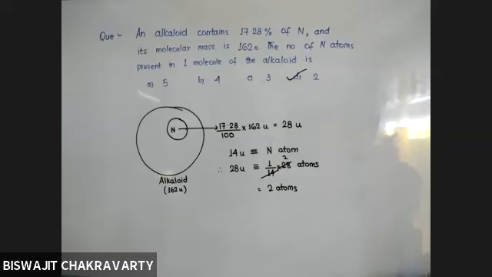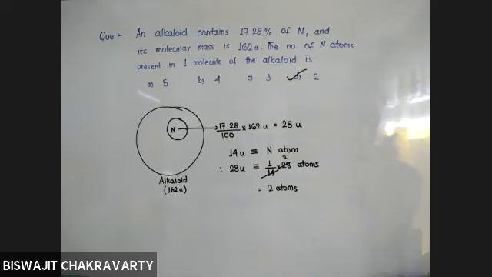So the whole alkaloid has a mass of 162 U. It is the mass of a single molecule of alkaloid. And it has been said that nitrogen contains 17.28% of the whole mass. So if 162 units is the total mass of the alkaloid, then how much of it is present in the form of nitrogen? Will it not be 17.28% of 162? Yes, sir. So that comes out to be nearly 28 units.